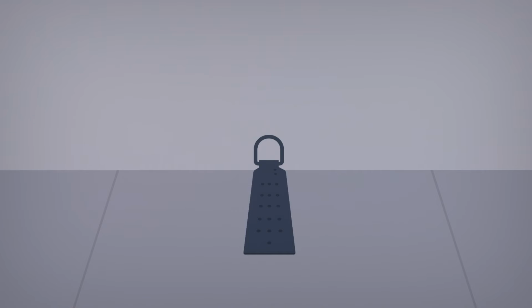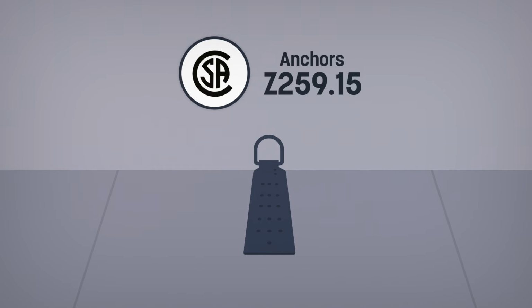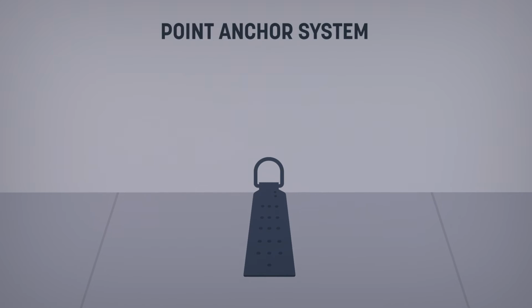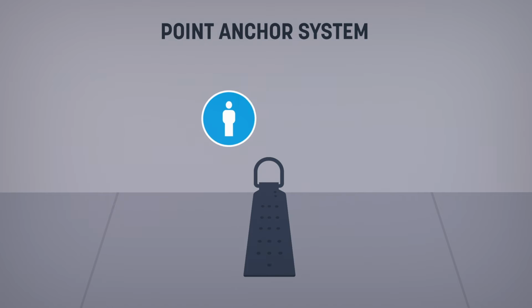Anchors must be designed and installed in accordance with current standards and must meet the criteria of a specific CSA standard. A point anchor system must offer a braking strength of at least 18 kilonewtons. It can be used by only one person at a time.